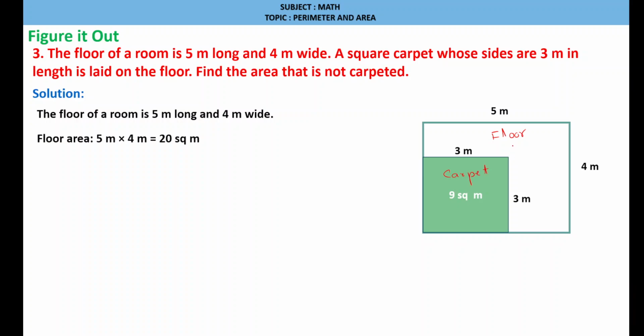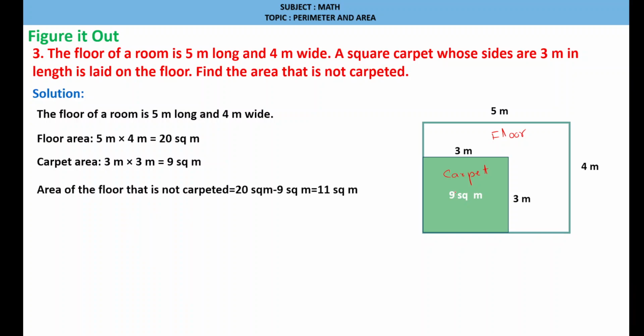Therefore, the area of the floor is 5 into 4, which is 20 square meters. The carpet area is 3 meters into 3, which is 9 square meters. So, the area of the floor that is not carpeted is the total floor area minus the carpet area. 20 square meters minus 9 square meters, which is 11 square meters, is the area of the floor that is not carpeted.